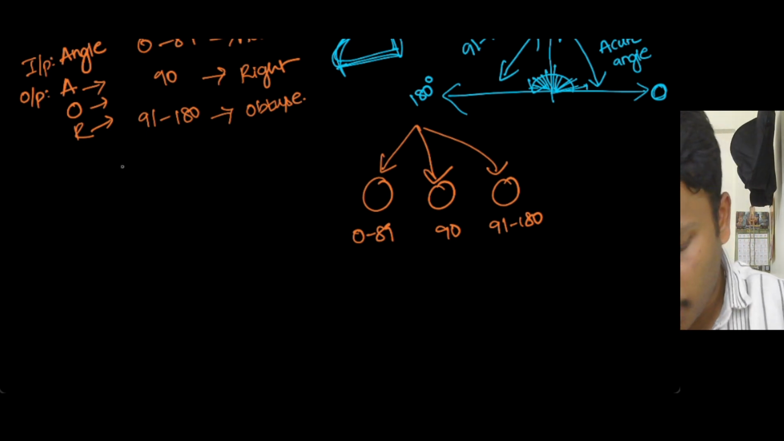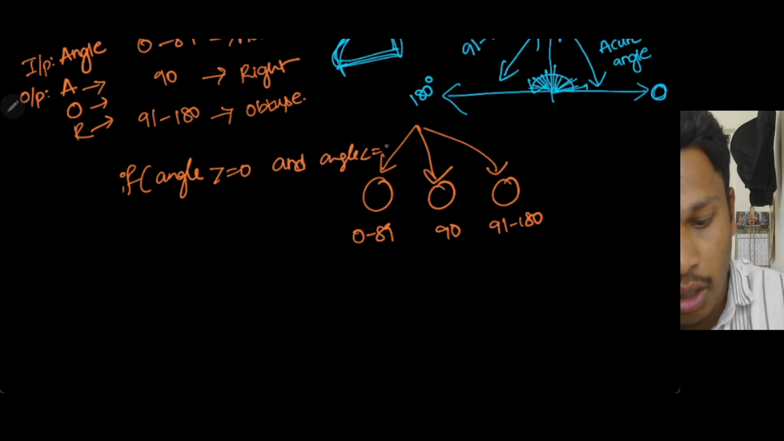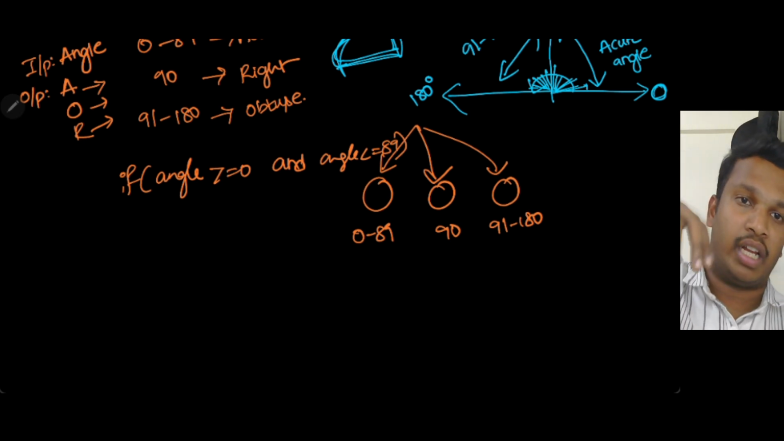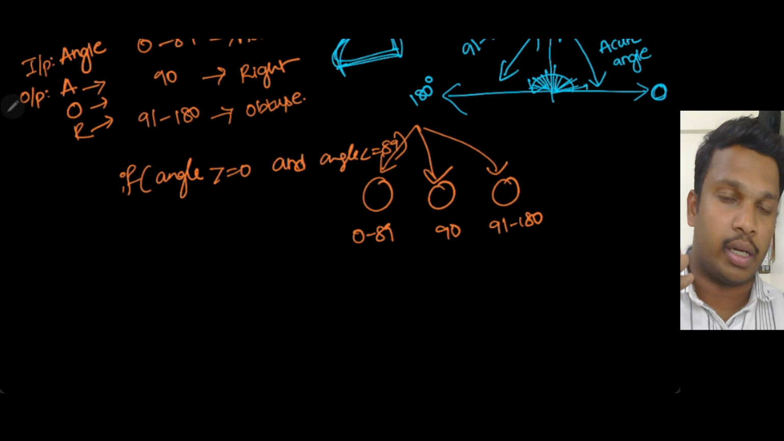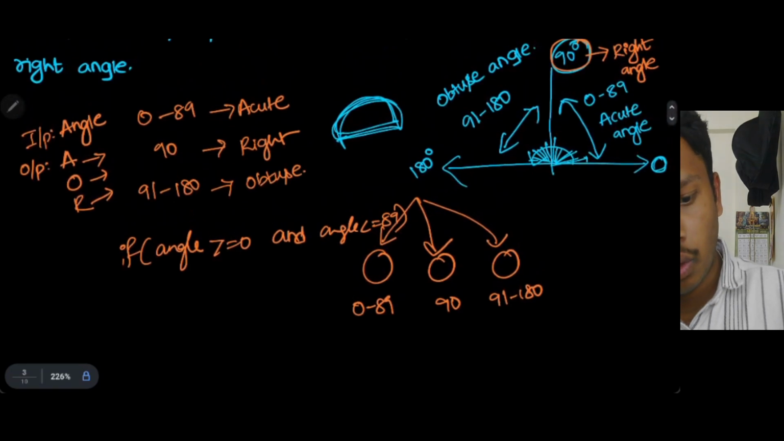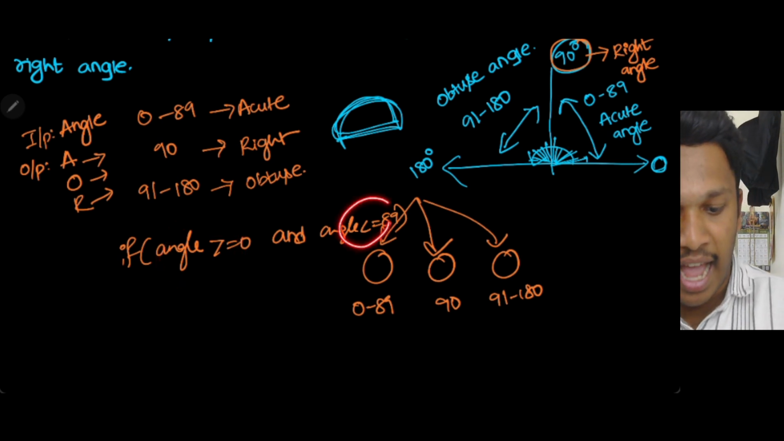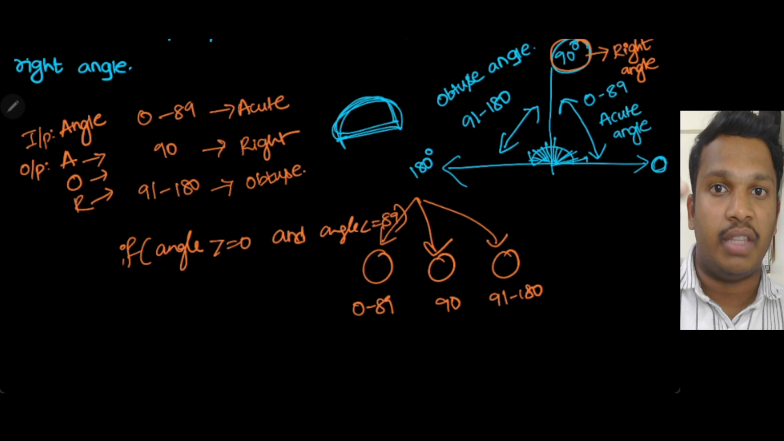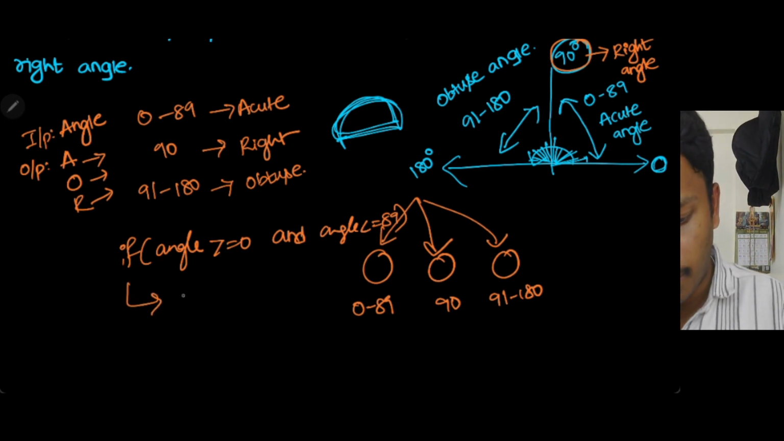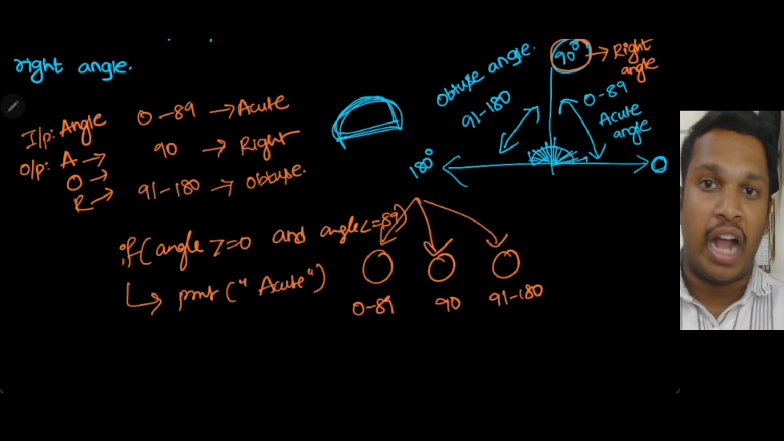Now, if the angle is greater than or equal to 0, and angle less than or equal to 89. Why? Because till 89 only we will consider. We are including both the boundaries. Am I correct? We should write like this. If the angle is between 0 to 89, if angle is greater than or equal to 0 and angle less than or equal to 89, then what should we print? We should print acute angle.